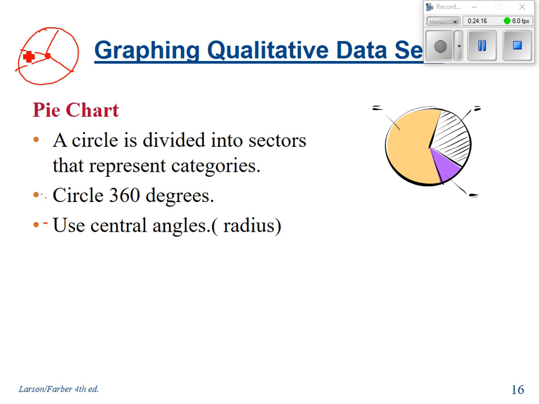A pie chart is a circle divided into sectors. Remember, a circle's 360 degrees. You're going to use the central angles. If you remember back to your geometry days, a central angle is an angle that has its vertex at the center of the circle. It has that corner at the center of the circle. Grant remembers that, right, Grant? Yeah. Did you teach anything else after that?